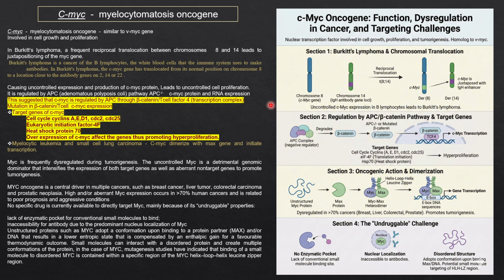The second section describes the regulation through the APC and beta-catenin pathway. Under normal conditions, the APC complex acts as a negative regulator by promoting the degradation of beta-catenin. However, when APC is mutated or beta-catenin is stabilized, beta-catenin accumulates and translocates to the nucleus. There, it interacts with transcription factors like TCF4 to activate CMYC transcription. This leads to increased expression of genes involved in cell cycle progression, protein synthesis, and stress response, ultimately driving hyperproliferation.